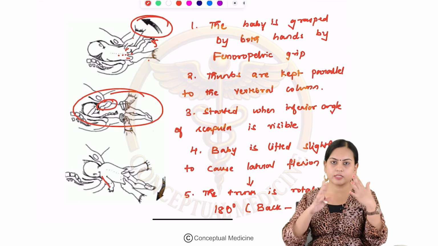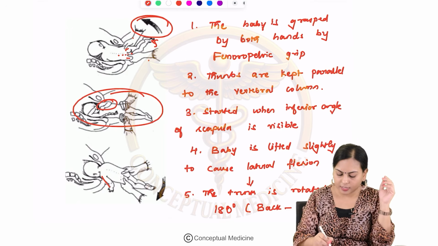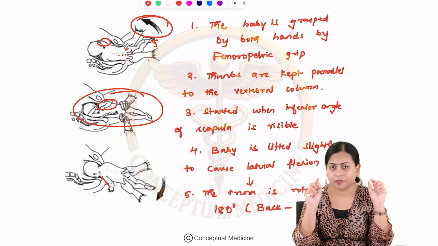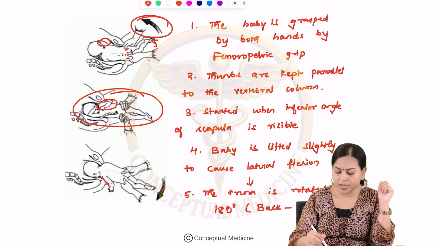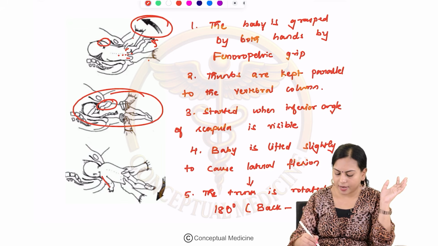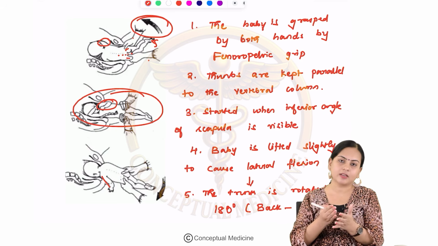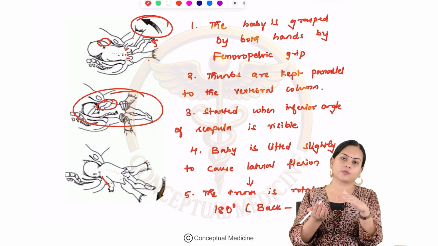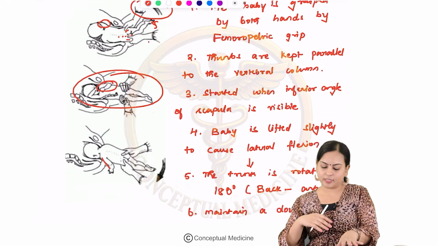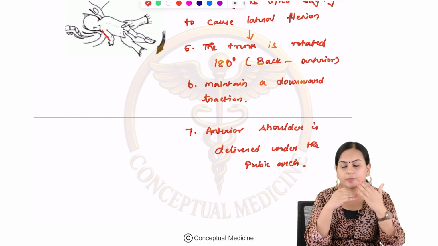This is Lovset's maneuver which is done for extended arms. See, the baby's arm is here. It is done by holding the baby at the femoropelvic grip, and see that your thumbs should be parallel to the vertebral column, and you will be giving a lateral flexion, and you have to turn the baby 180 degrees so that the back will be coming anterior, and as the back is coming anterior, the posterior arm will be coming under the pubic arch, and then you will be rotating it again 180 degrees. So we shall repeat this maneuver once again.